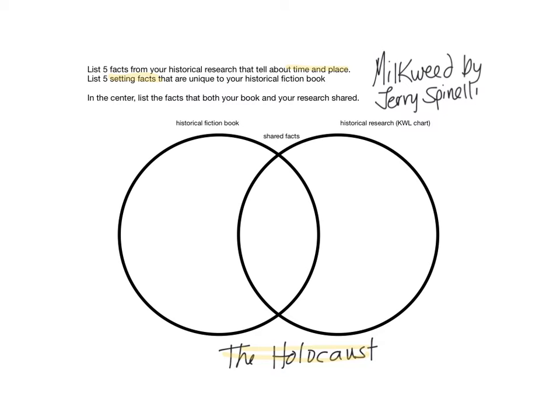So I'm going to start first by thinking about my historical research, and I'm just going to use bulleted facts. I found in my research that the Holocaust was from 1933 to 1945. The Holocaust primarily was centralized in Germany, Poland, Austria, Czechoslovakia, and I'm just going to abbreviate that since it's a really long word. What else do I know about it?